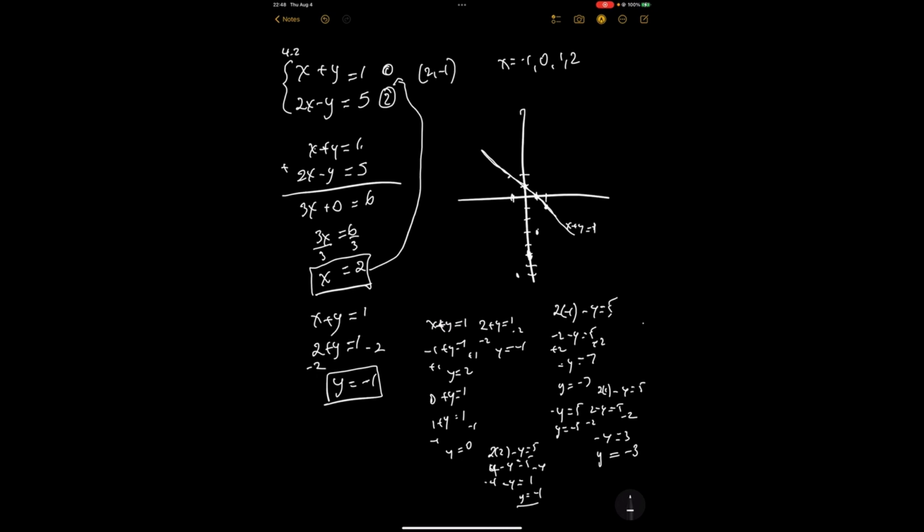And boom. Now guess what? When we graph this, there we go. And this is the 2x minus y equals 5. Funny, they actually cross at 2 and negative 1. And that's exactly what we were trying to prove by doing the equation.